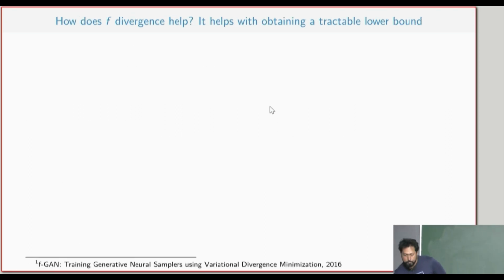We have done this quite a lot. So how does F divergence help? This is the main thing for today's class. It will help in obtaining a tractable lower bound.